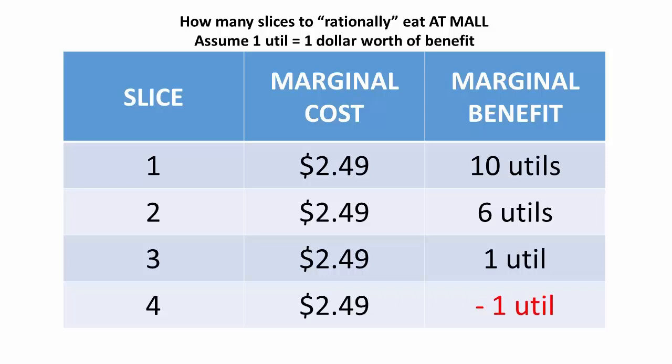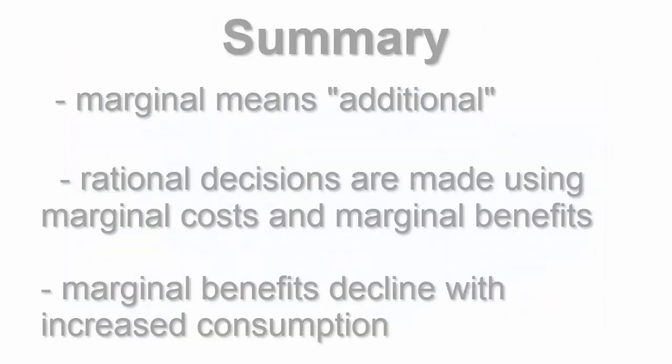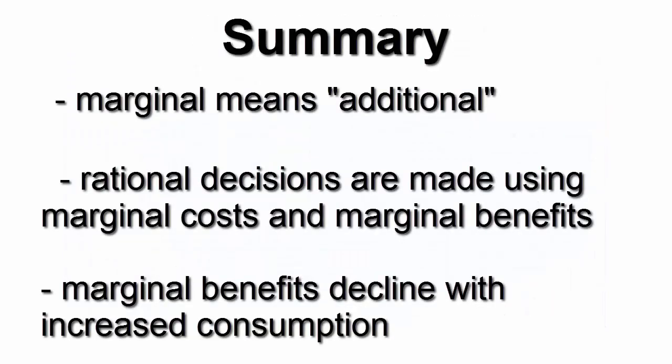Students will often want to focus on the totals and point out that if the person buys 3 slices at the mall, it's still cheaper than ordering the pizza at home. This is precisely the thinking you want to try to correct. Rational decisions occur on the margin, not by looking at totals. This is true for businesses as well as individuals.